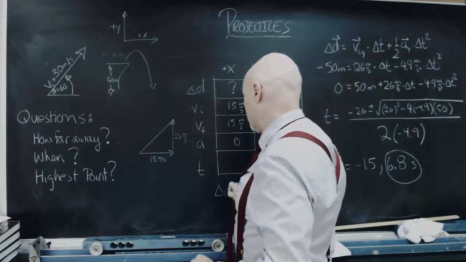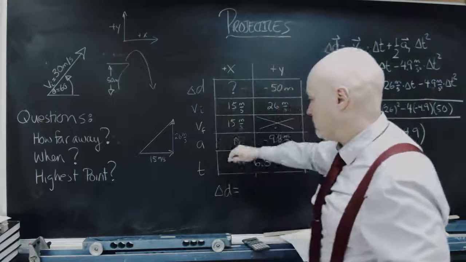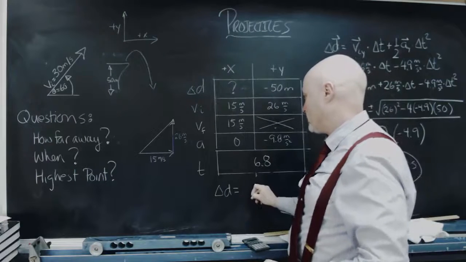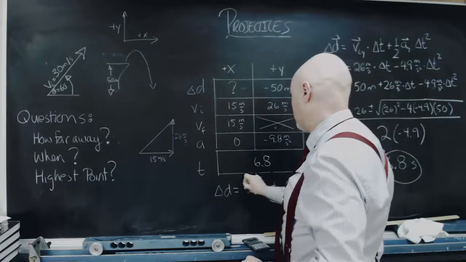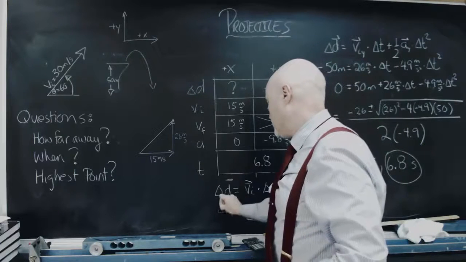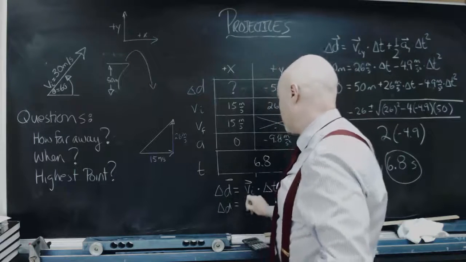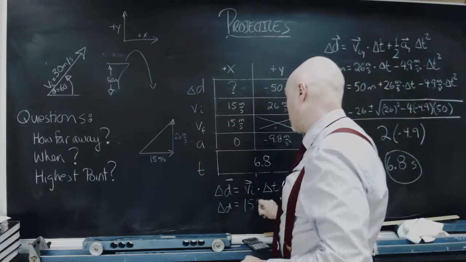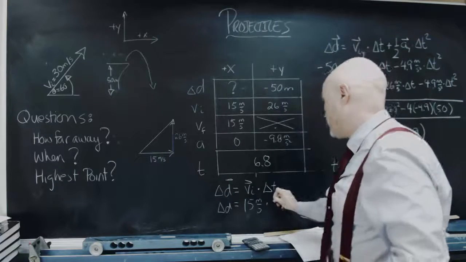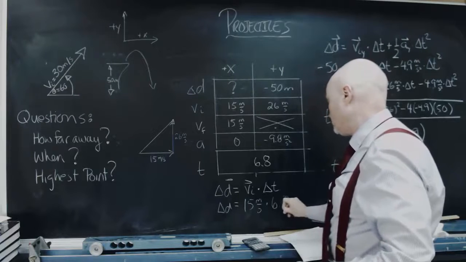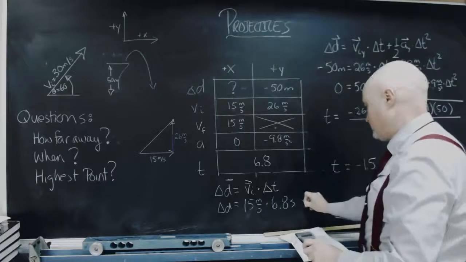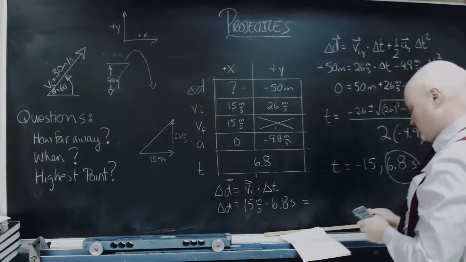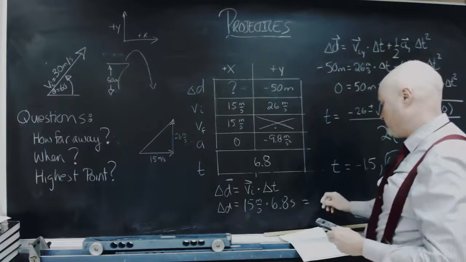So I'm going to use delta D equals, and I'm not going to do the 1/2 AT squared. I'm just going to do the V1 times delta T. And so delta D is equal to 15 meters per second times 6.8 seconds. All right, and that is equal to 102.